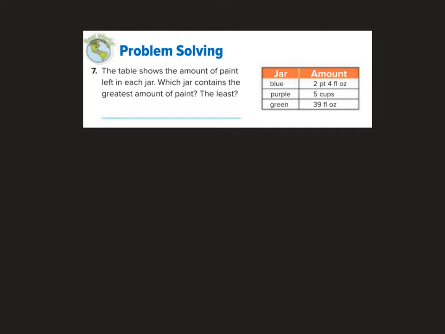The table shows the amount of paint left in each jar. Which jar contains the greatest amount of paint and which one is the least? So just like the other one, we have to get them into common units of measurement. Let's do cups. Cups are kind of the middle ground here. So we know that 8 fluid ounces equals 1 cup.